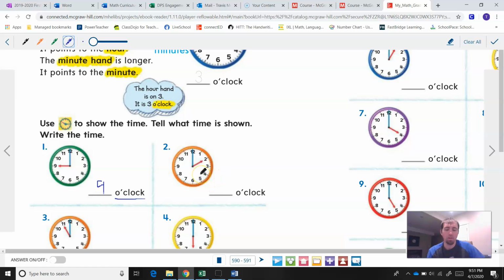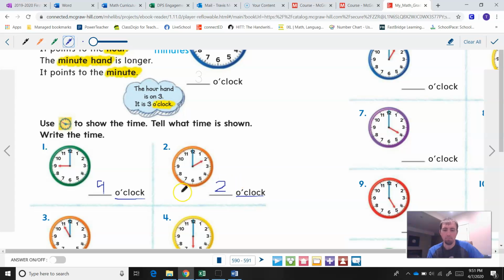So on my next one, I do the same thing. I always want to start with the hour hand, the shorthand. So I look, my hour hand is pointing to the 2. My minute hand is pointing again to the 12. So again, it is the o'clock. So I need to know that it is 2 o'clock. Let's see if I can write it 2 with this.